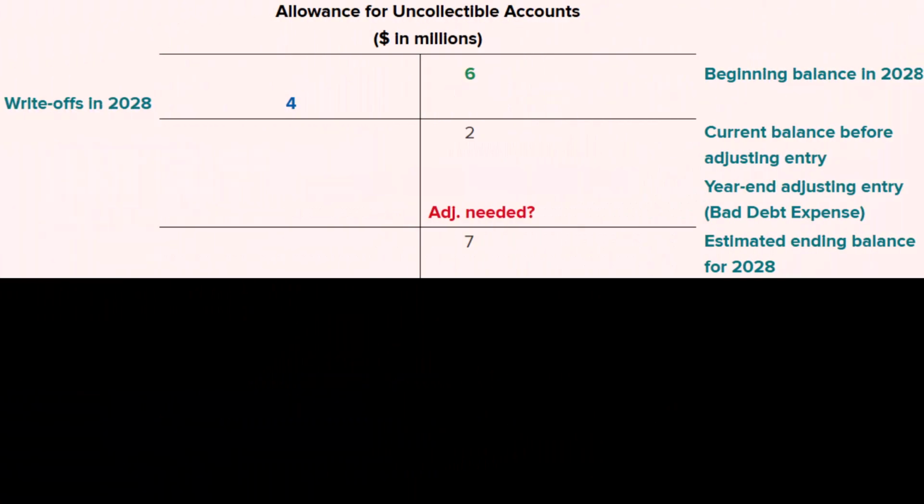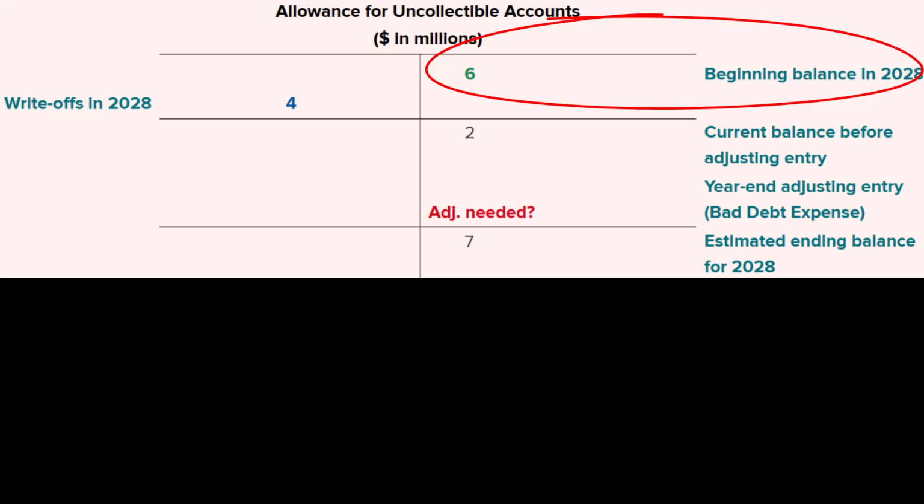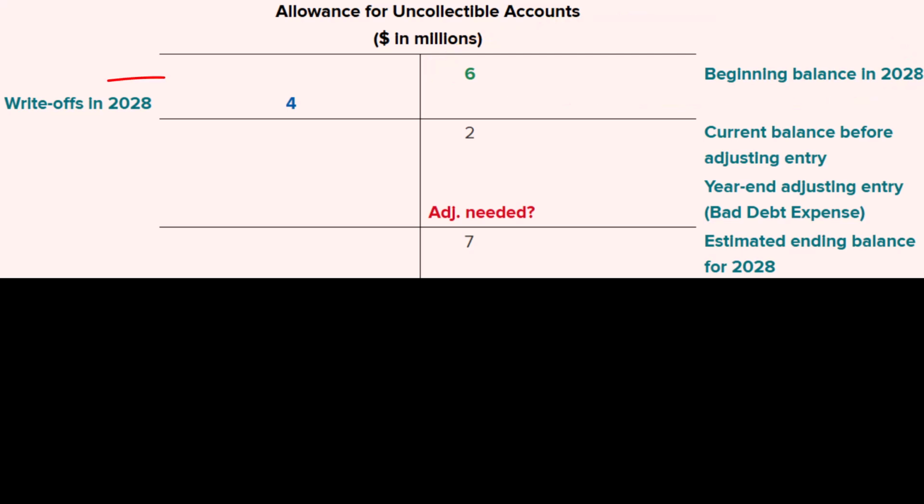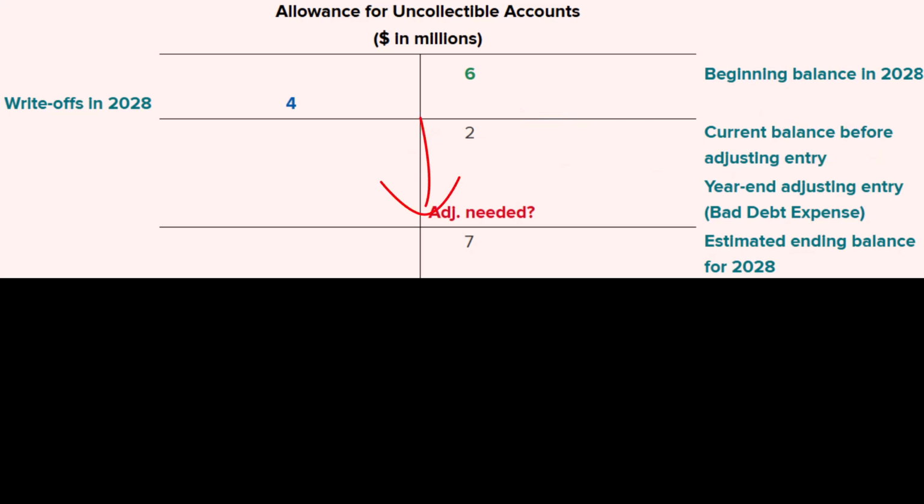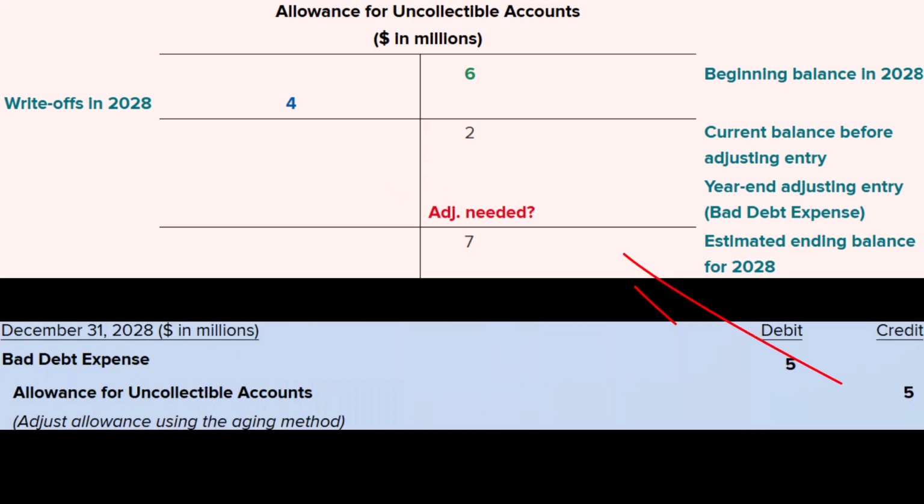The allowance account started the year with a $6 million balance. During the year, we wrote off $4 million in bad debts, leaving a current balance of $2 million before adjustment. To get from our current balance of $2 million to our desired ending balance of $7 million, we need an adjustment of $5 million. This amount is our bad debt expense for 2028. The entry is a debit to bad debt expense for $5 million and a credit to allowance for uncollectible accounts for $5 million.